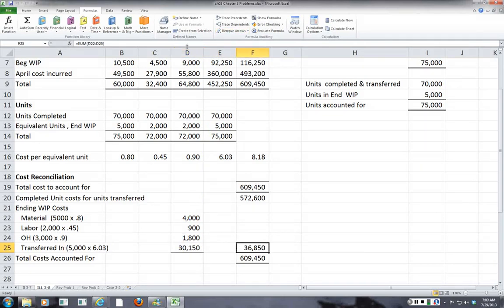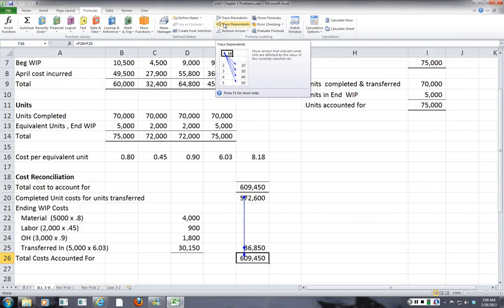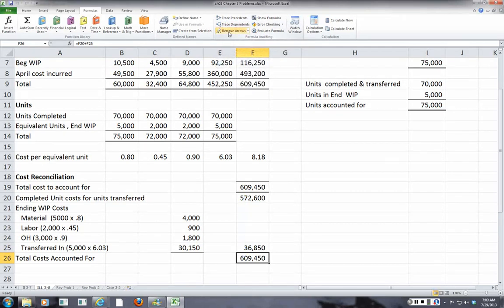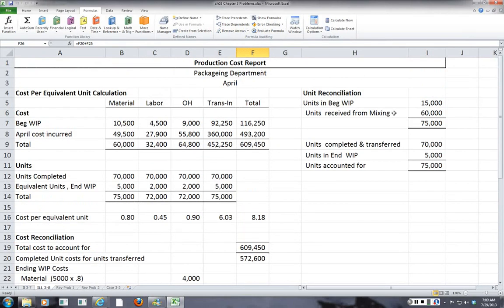So now the total of those inventories is $36,850. So you add that to the $572,600, and we get our total costs accounted for of $609,450. So that matches the input of $609,450.